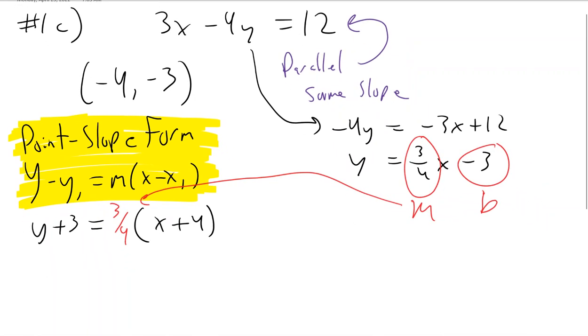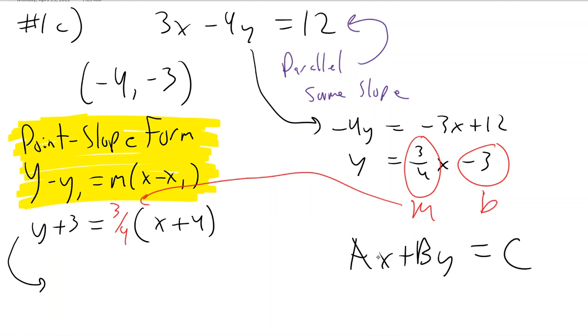And then for whatever reason, this question's asking for standard form, which I'm not a big fan of, but it's not a big deal to put it in standard form. That's where you write it like this. Number of x's first, the number of y's with your constant on the other side. So I would need to distribute my 3/4.